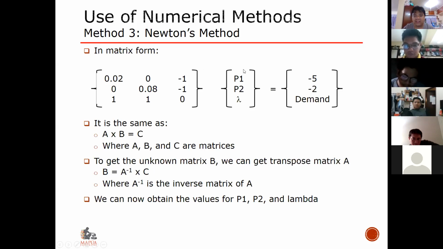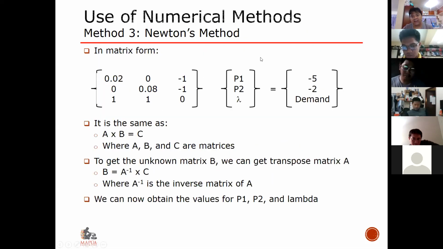So, to get our unknowns, P1, P2, and lambda, you just transpose the A. When you transpose the matrix, it's not C over A, but rather the inverse matrix of A, so A raised to -1. So your B is now equal to the inverse matrix of A times matrix C. You can now obtain the values for P1, P2, and lambda.